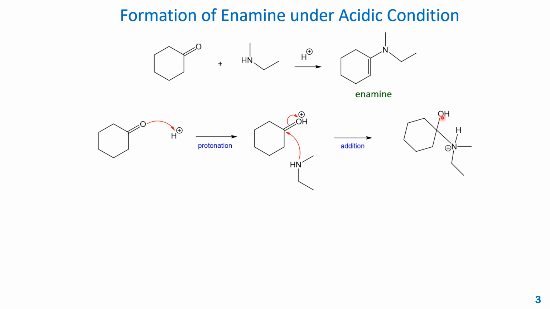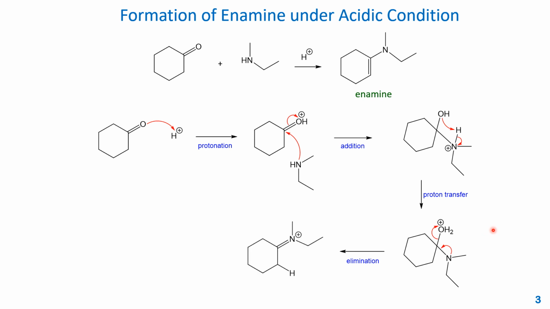Then proton transfer happens again. So the oxygen takes the proton, pushes this sigma electron back to the nitrogen, and then this hydroxyl group will be activated, turns into a better leaving group, water. And then the nitrogen's lone pair will push back to form the double bond and kick off this water as a leaving group. So this is elimination, and the intermediate is similar to the imine. The only difference, you have a positive charge here.